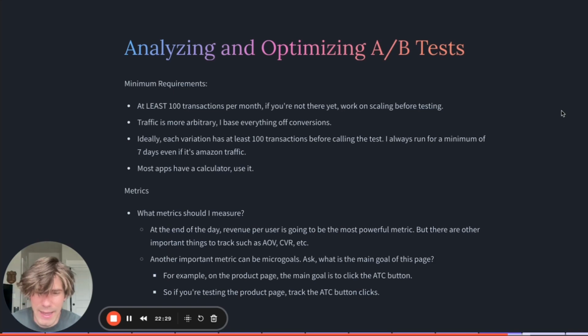So most apps also have some sort of calculator where they'll calculate all of these metrics for you, give you recommended timeframes and things like that. You don't have to follow those to a T, but it is worth looking at and making sure you're in that ballpark range.